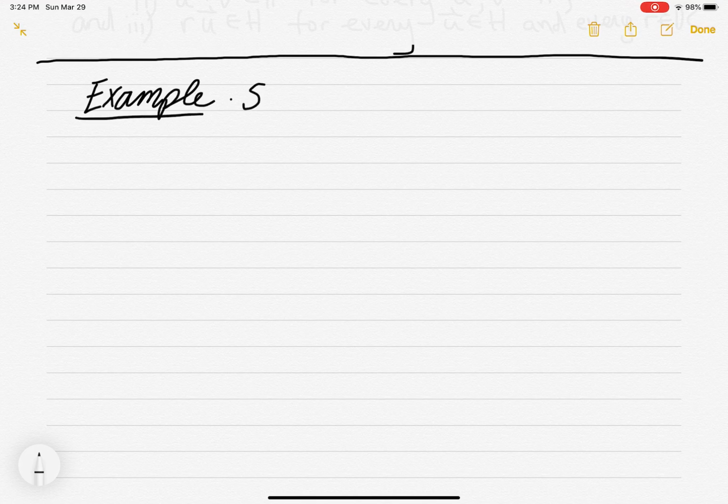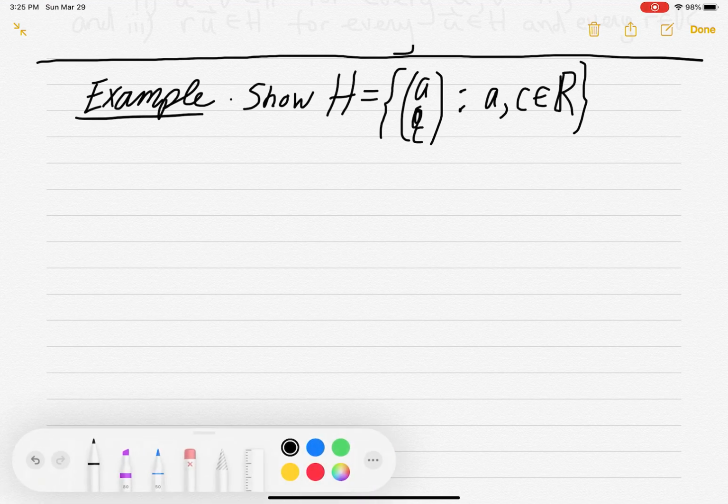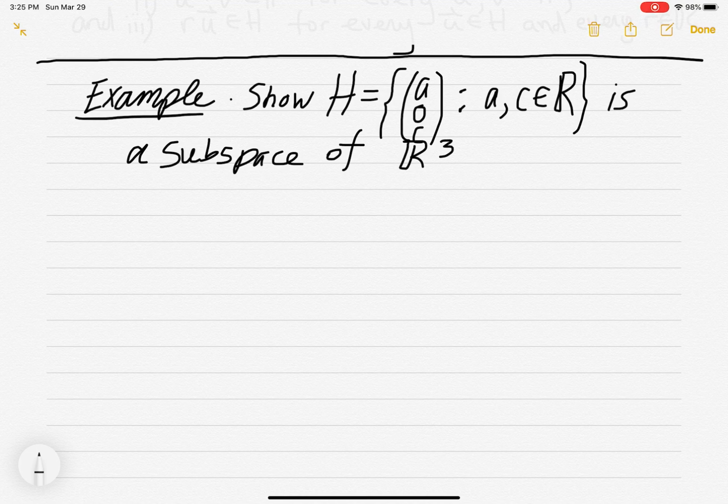Let's show that this set of vectors H, the set of vectors of the form (a, 0, c), where a and c are real numbers, is a subspace of R3. That 0 is not showing up too well. And we want to use the subspace test to do that.